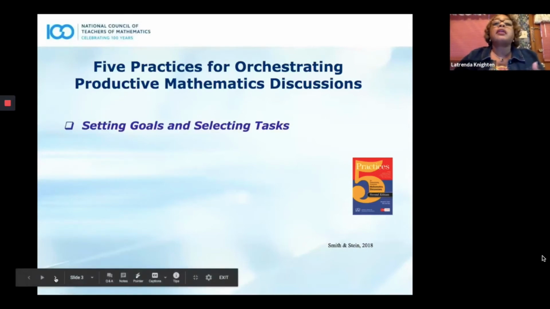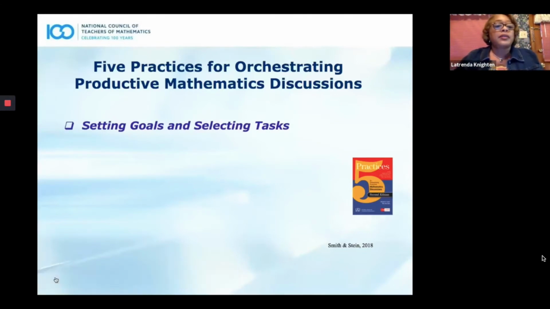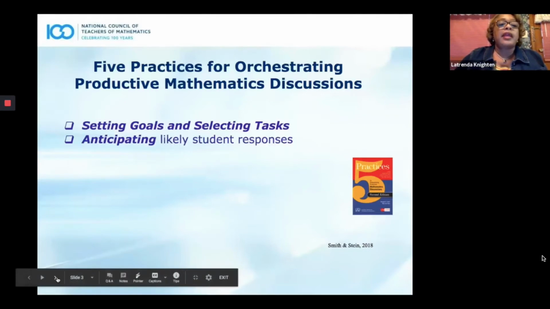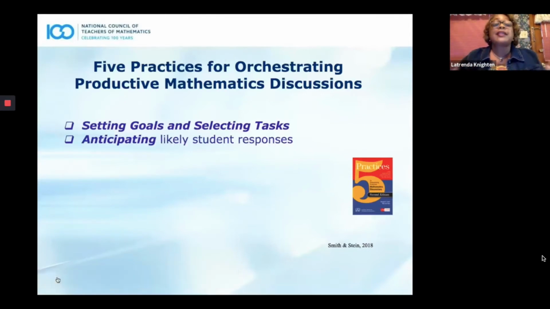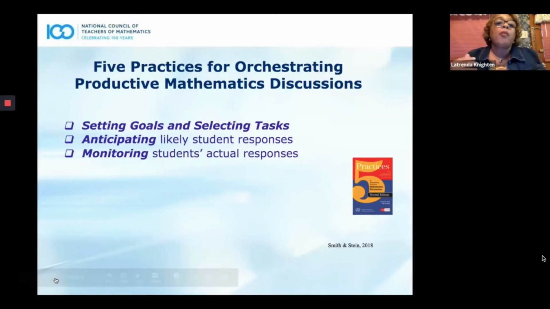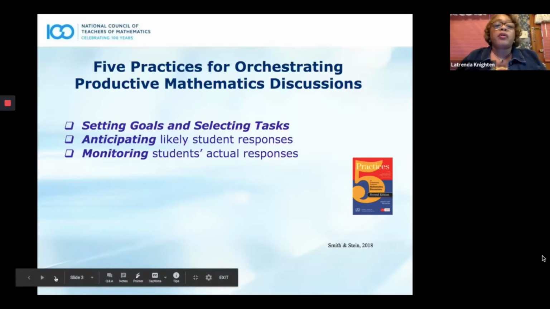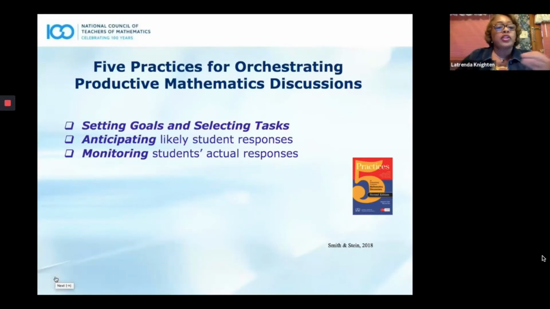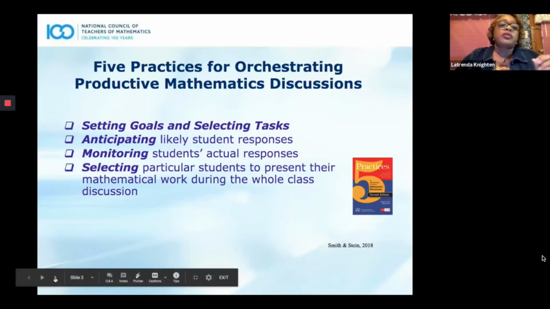So let's take a look at what those 5 practices are. So the first is setting goals and selecting tasks. The second one is anticipating likely student responses. So this is that planning piece. This is the most important part when you think about what students may respond to when you present them with a task. Monitoring students' actual responses, that's where we put on our ears and we put our big eyes on, and so we're watching and we're listening to see what students are doing.